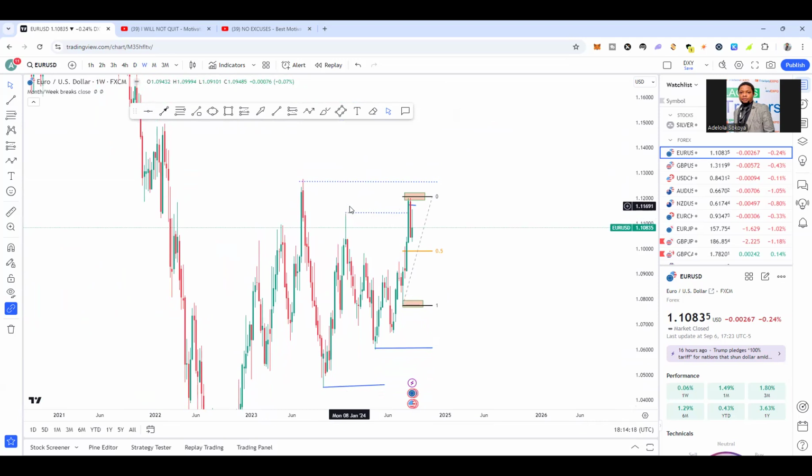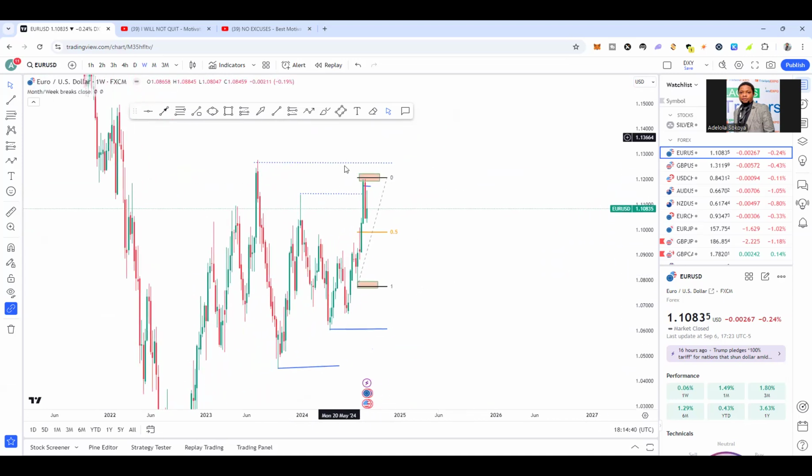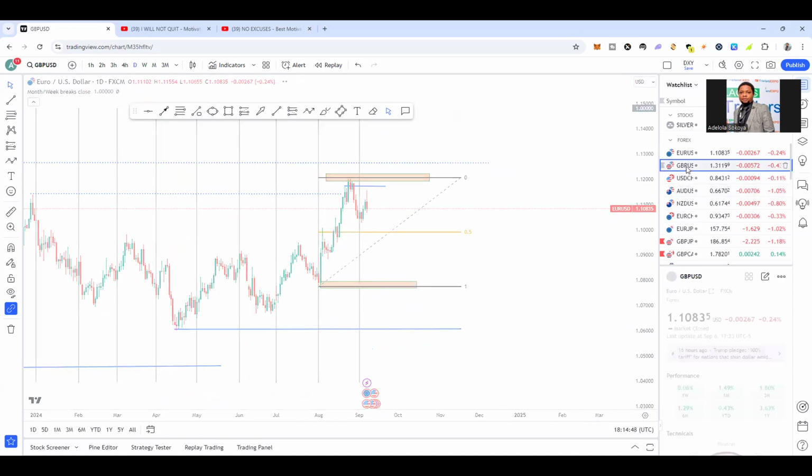Structural liquidity is, as we said, the last high before the main high for a bearish move. The last high before the main high for a bearish move, and for a bullish move, it is the last low before the main low. So at this zone, you are looking for selling opportunities. If I go to GBPUSD, you see that it's the same thing price is printing.